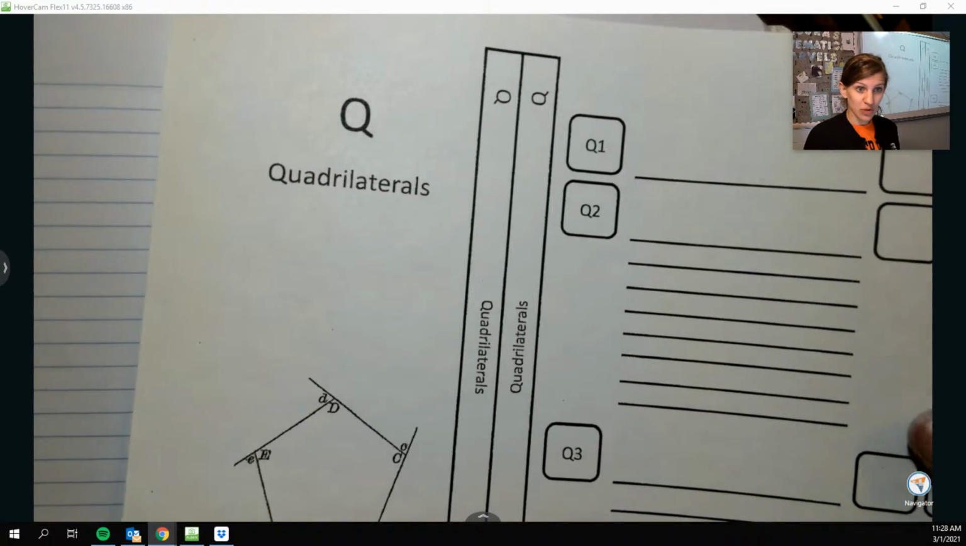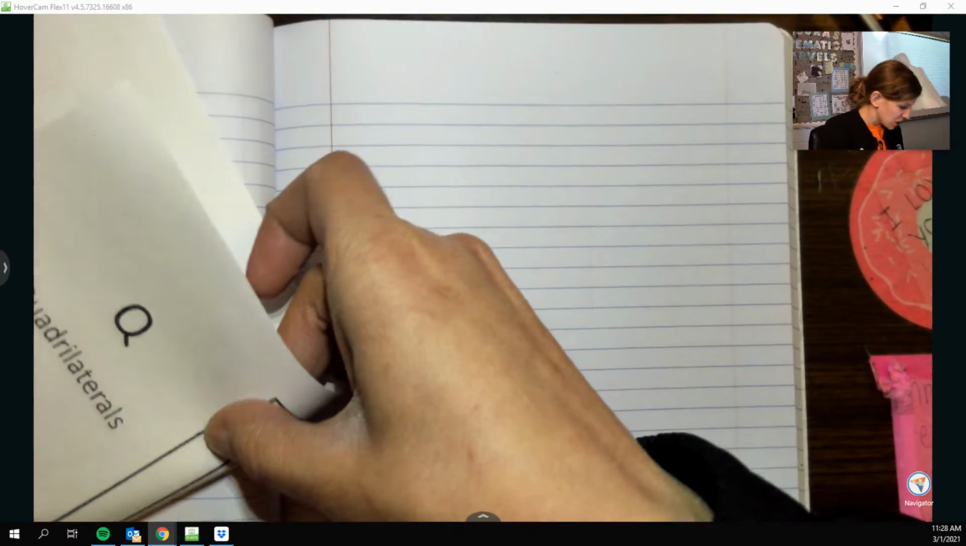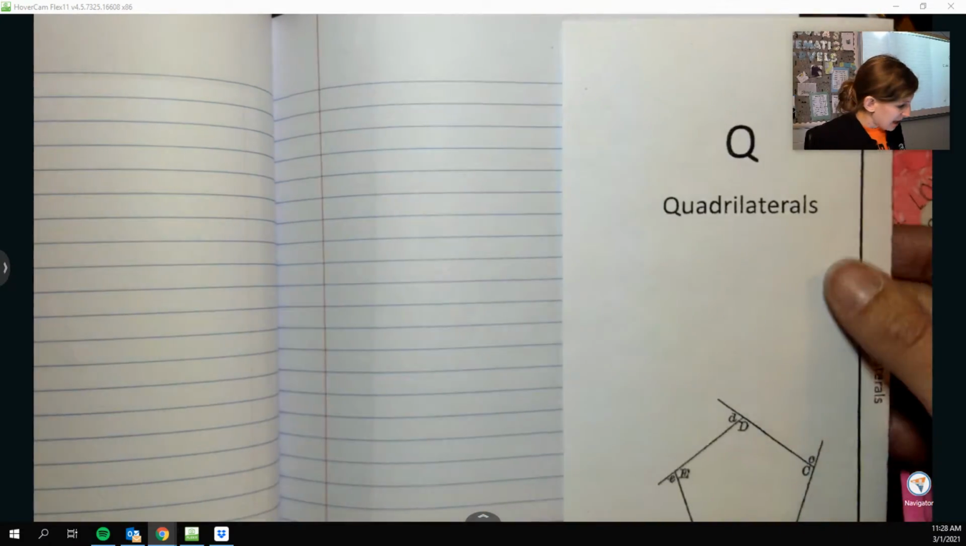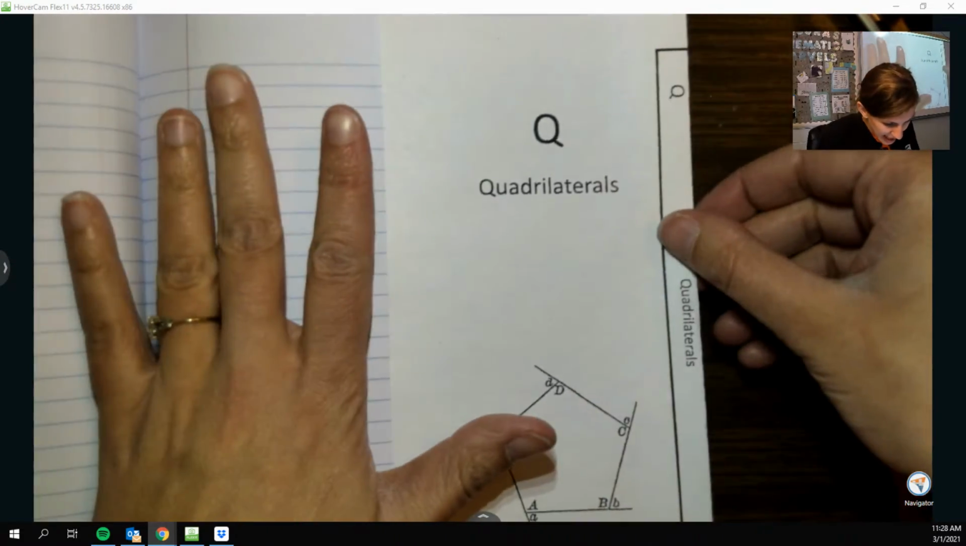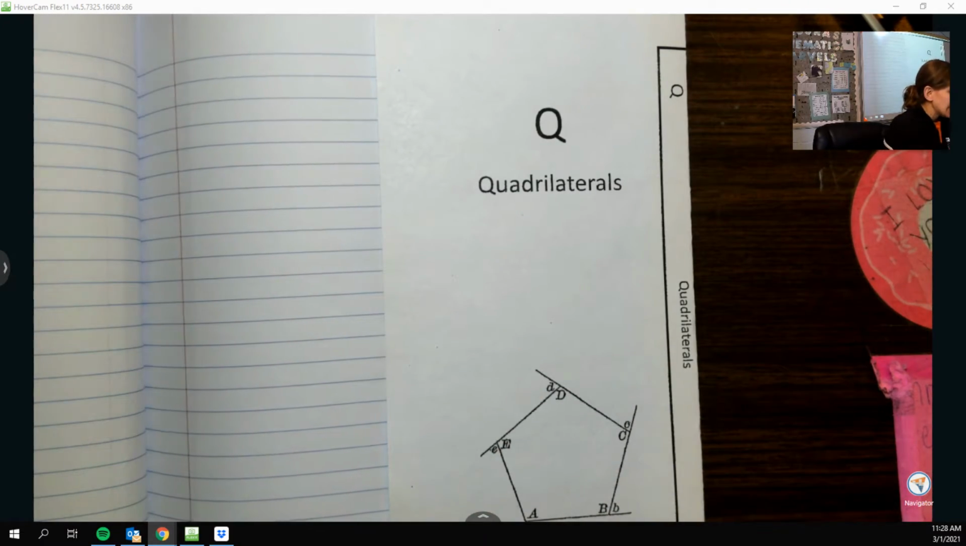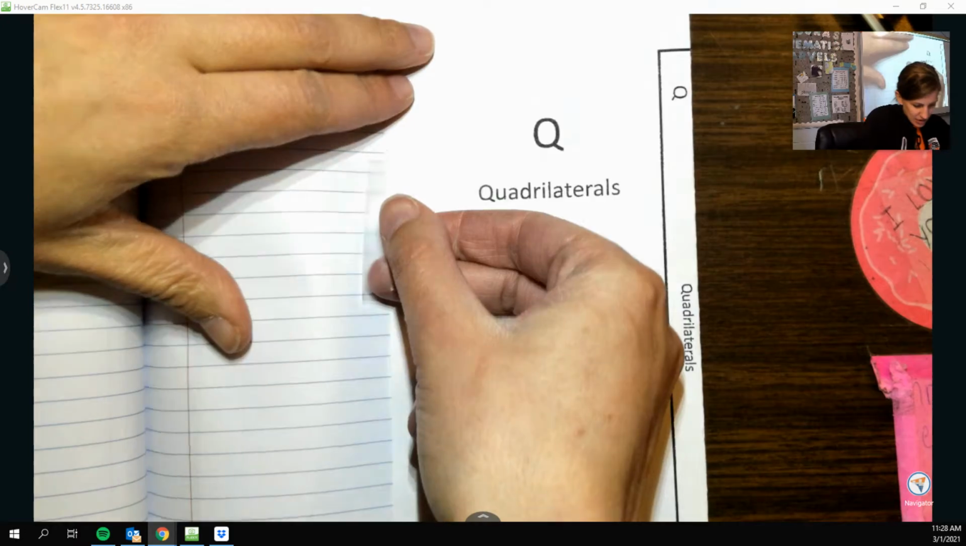So quadrilaterals. Time to move on from three-sided figures and talk about many-sided figures, specifically four-sided figures. As per usual, I like to fold that one like a third back so that I can wrap it around. And then I like to leave a little tab out so I can quickly turn to that page.